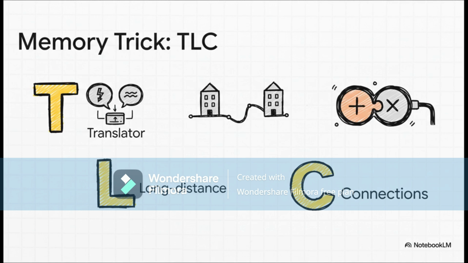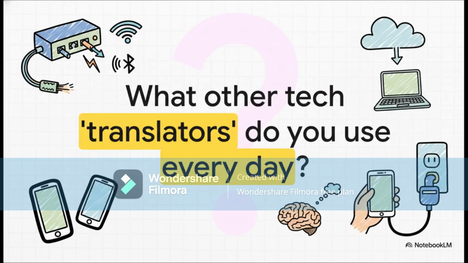And to make this all even easier to remember, I've got a little memory trick for you. Just think of giving your network some TLC. T is for translator, because it translates the signals. L is for long distance, because it helps your network go further. And C is for connections, because it connects different cables. TLC.